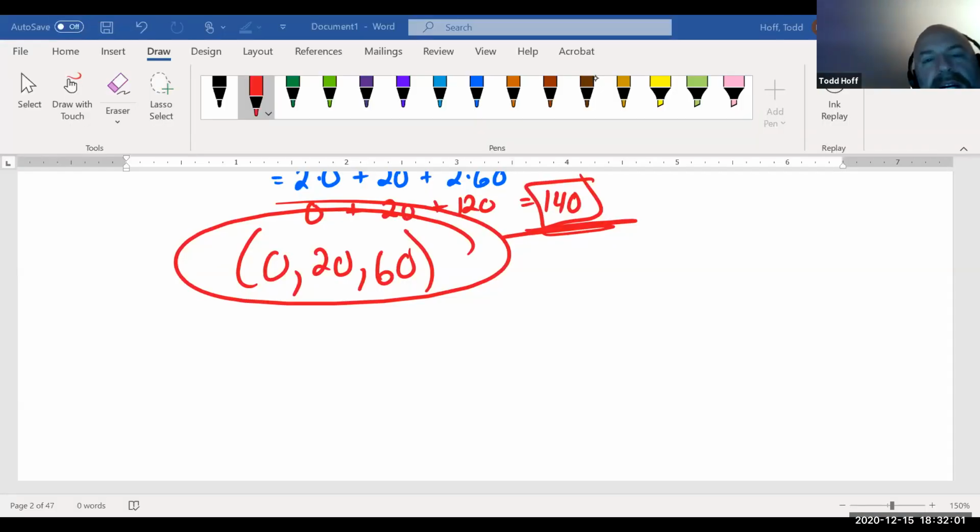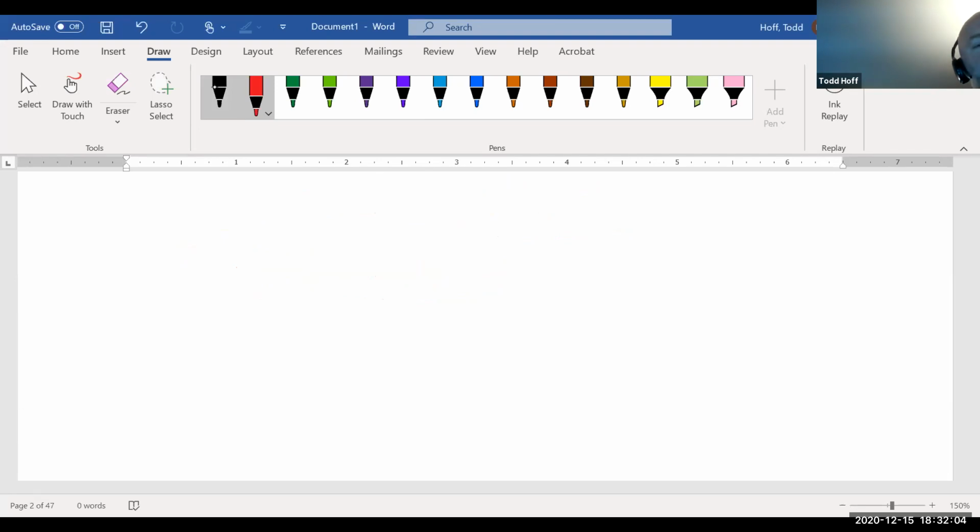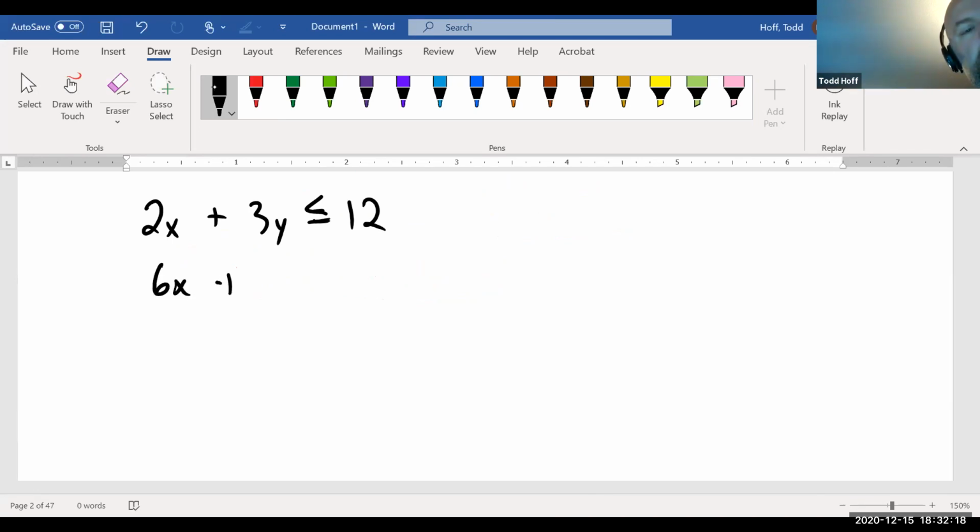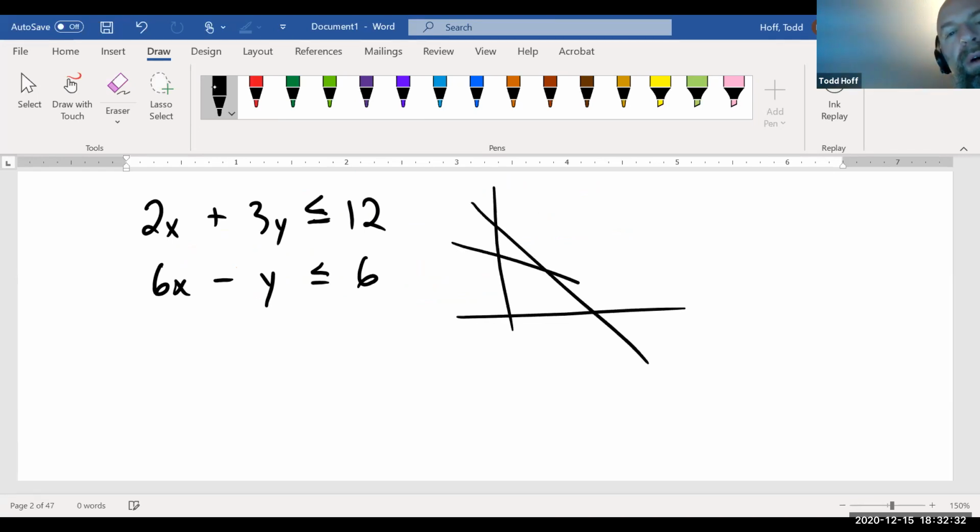Actually, on this computer, I only have the TI-83, but that'll still work. Let's say you have constraints like 2x plus 3y less than or equal to 12, and 6x minus y less than or equal to 6. And you need to find out on the graph where those constraints cross. Well, what you can do is turn them into equations or treat them like equations and just enter them into the TI-83.